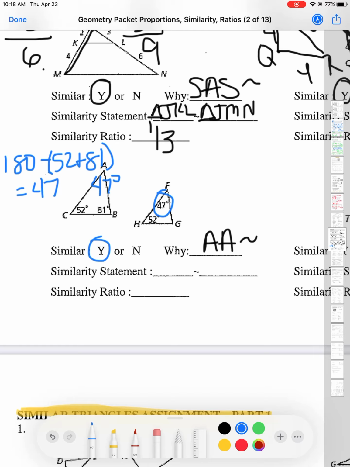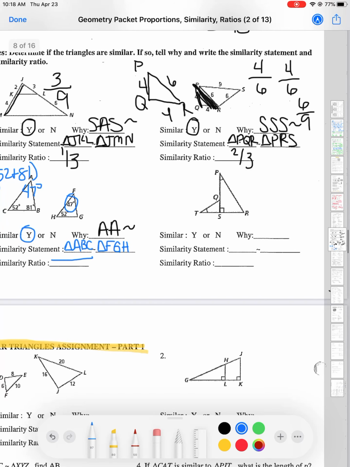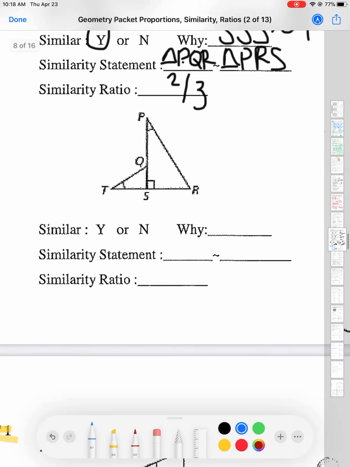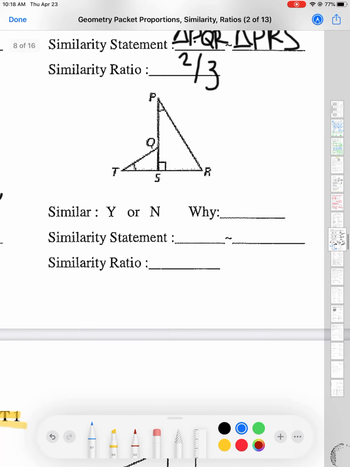So we've got yes by angle similarity. So we don't know a similarity ratio because we don't know the sides. So we're just gonna skip that. So we know triangle ABC is similar to triangle FGH by angle similarity.